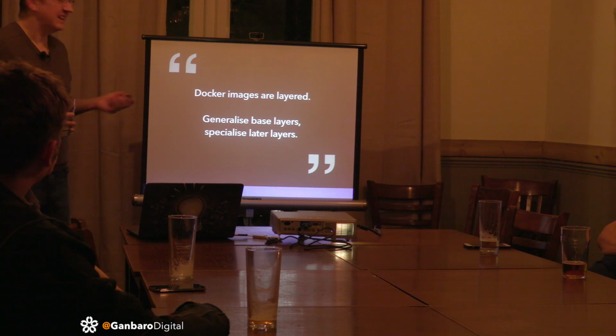So that's layering. There isn't much more to say about that at the moment. There's a worked example later on which will hopefully make it clearer. Okay?